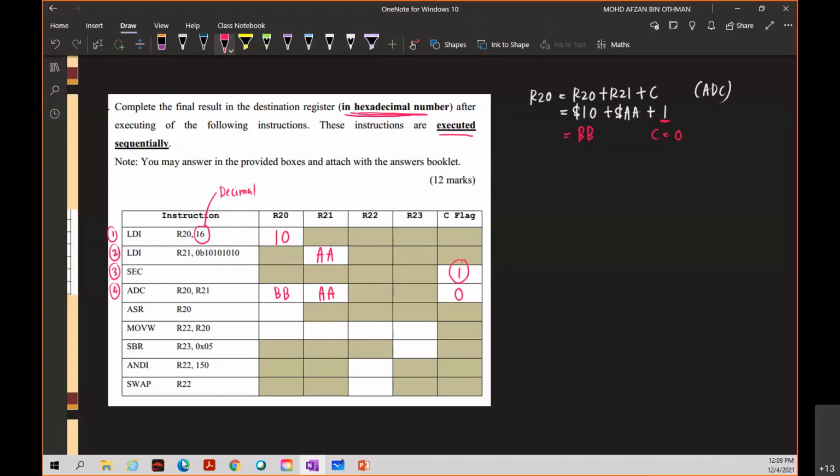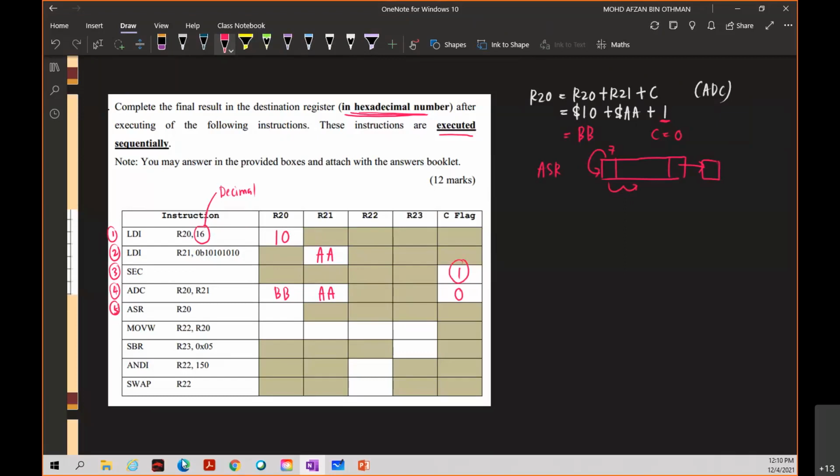And then number 5, ASR R20. You need to know what the ASR does. Recall back, this is what ASR does: you copy the value of bit 7 to bit 7, and the rest of the bits you shift to the right by 1 bit, and the bit shifted out goes to your C flag.